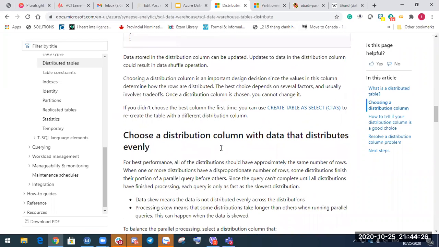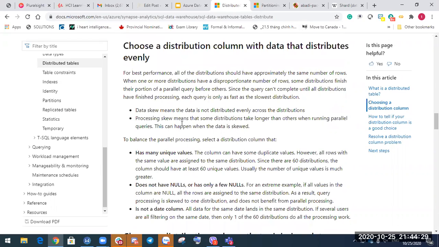How do you choose the distribution column to have balanced processing? So let's see the definition of data skew. Data skew means that data is not distributed evenly across the distributions. Because of data skew, remember the picture where one distribution has more data than the others, it creates an unbalanced workload, because the query is only as fast as the slowest distribution. If all other servers finish before the particular one, you still need to wait for that one to finish before you can move on with your query. So that is what data skew is. And data skew leads to process skew, which means that some distributions take longer while others are running queries.